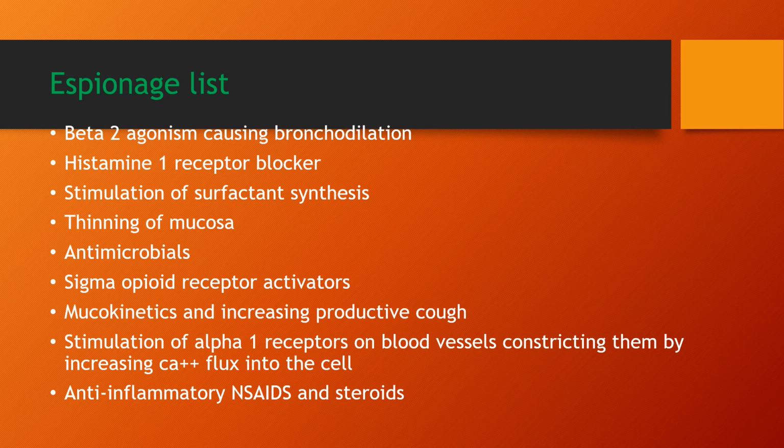Sigma opioid receptor activators. These again, just like histamine 1 receptor blockers, we can use these opioid receptor activators. Instead of blocking histamine 1 receptors, we can activate sigma opioid receptors, which again will cause sleep. But if we use selective sigma opioid receptors, we can avoid the sleepiness and tiredness and just focus on the decrease of inflammatory reaction.